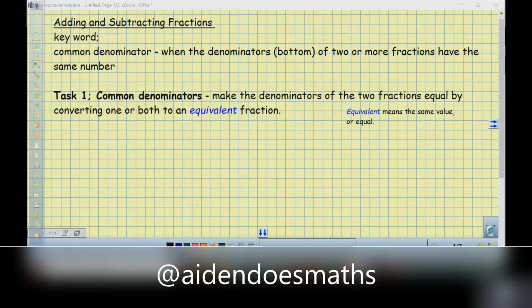But task one, we're going to look specifically at these common denominators. So what I want you to do, I want you to make the denominators of the two fractions equal by converting either one fraction or both of the fractions to an equivalent fraction. And what we mean by equivalent is a fraction that is exactly the same or an equal fraction. So for example, a half might be 2/4.